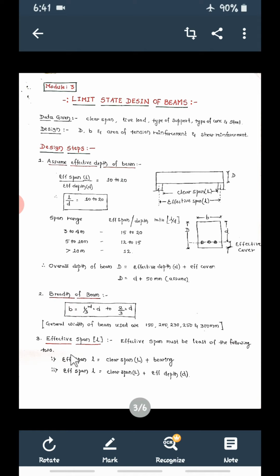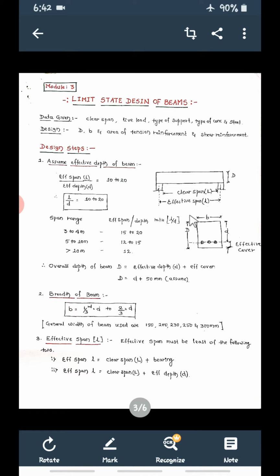Then next will be effective span. The third step, you have to calculate effective span, that is small l. So here you have calculated in the beginning. There are two criteria now. Effective span is equal to, first criteria, clear span, that is capital L, plus bearing. Now see here, this is the clear span, capital L, from the inner surface of the support to the inner surface of the support. So clear span plus one bearing.